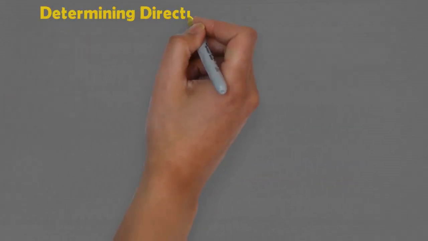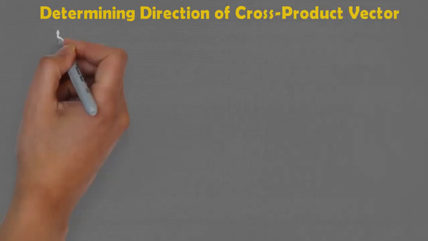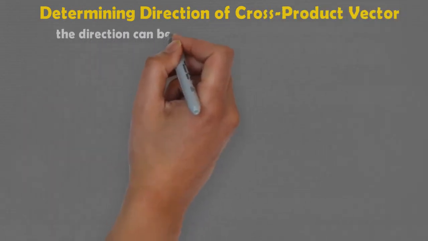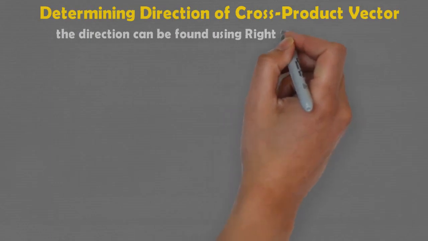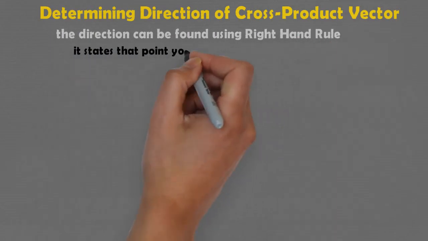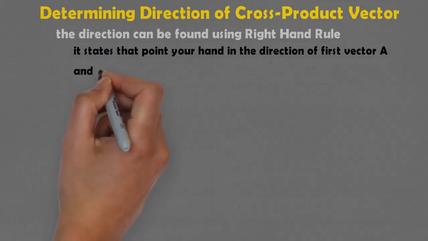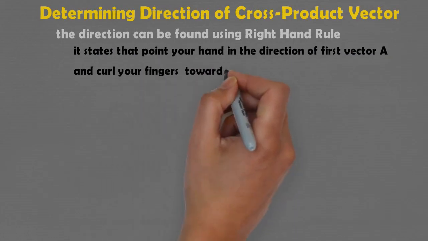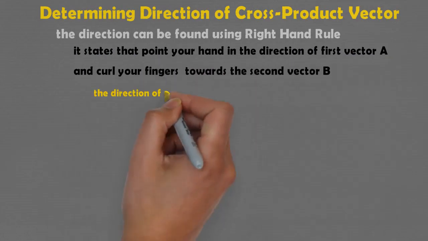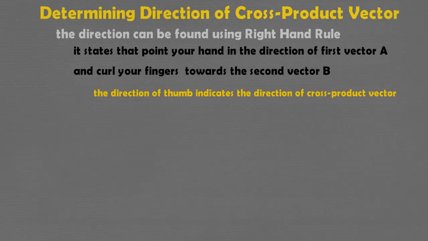Now determining the direction of cross product vector. The direction can be found using right hand rule. It states that point your hand in the direction of vector A and then curl your fingers towards vector B. The direction in which the thumb points is the direction of cross product vector.